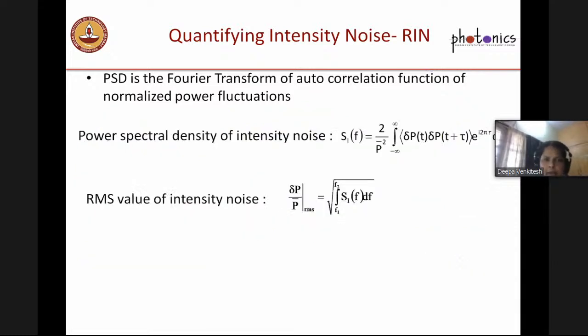Now, this is the mathematics of it. This is the autocorrelation operation, which is multiplication and summation. And this is the power spectral density, which is the Fourier transform of the whole thing. And how do I now get the delta P, which was my RMS value? You integrate this over the range of frequencies that you are interested in, take the square root of that, and that will give you delta P by P. Right? So this is the math explaining the process.